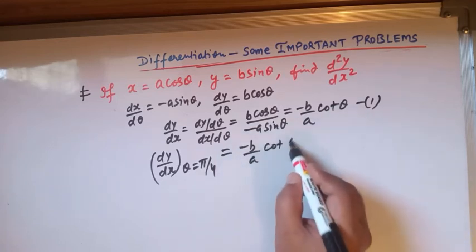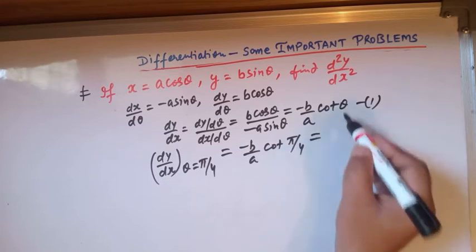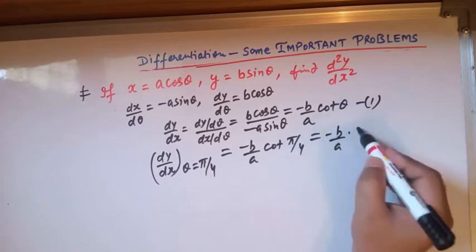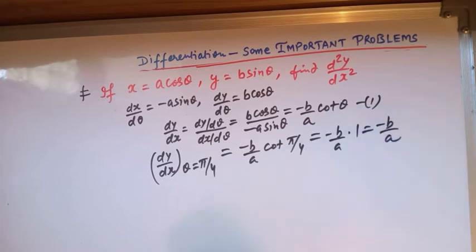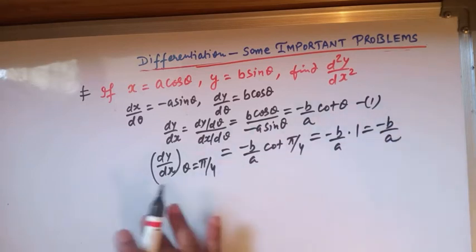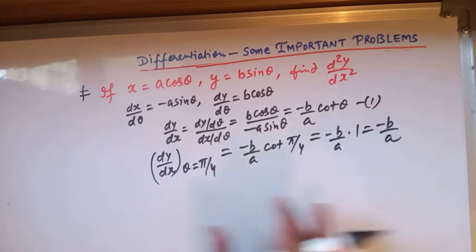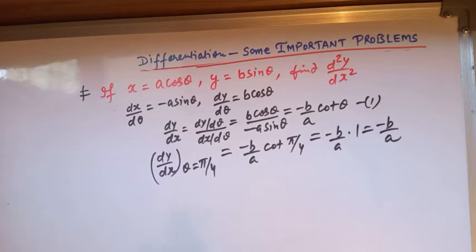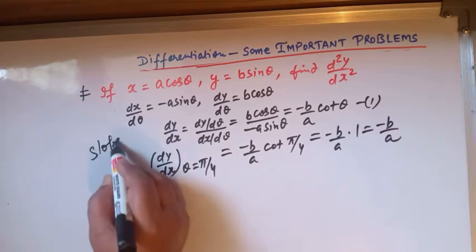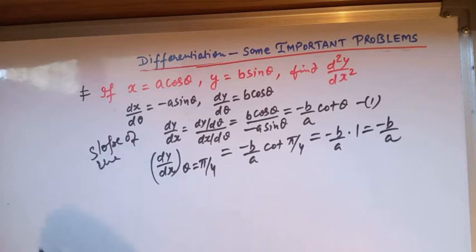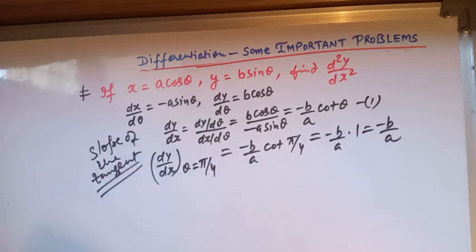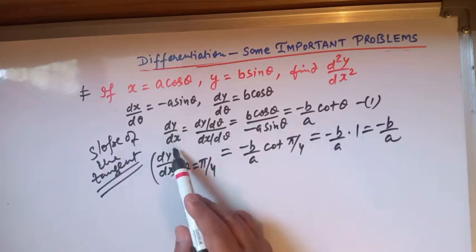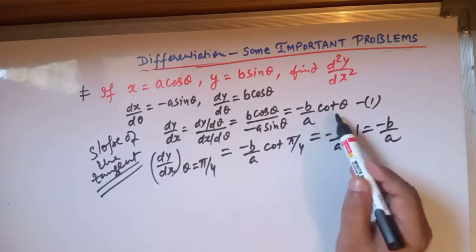We have cot of pi by 4 here, and minus b by a multiplied by 1, because cot pi by 4 is 1, so it is minus b by a. And similarly, for other values of theta, we can find the value of the first derivative. The first derivative denotes the slope of the tangent. Slope of the tangent. Clear? So here we have dy by dx equal to minus b by a cot theta.